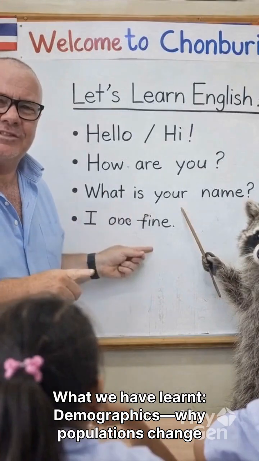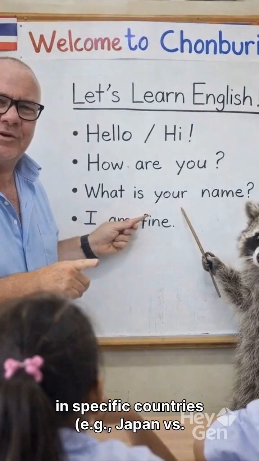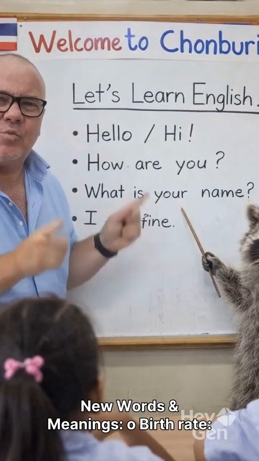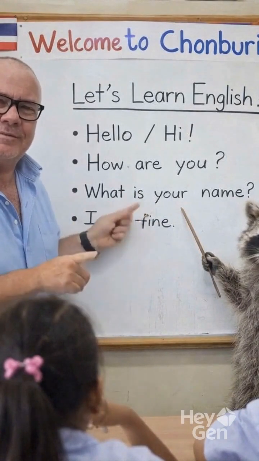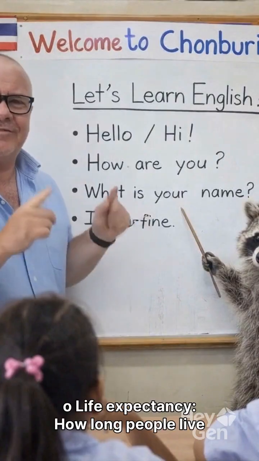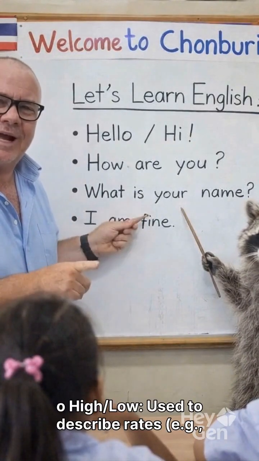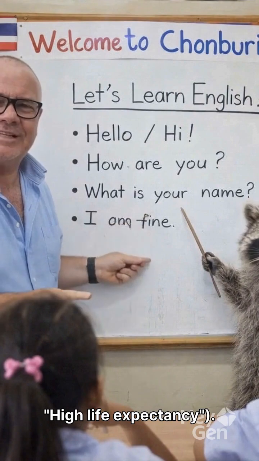What we have learnt. Demographics: why populations change in specific countries, e.g., Japan versus others. New words and meanings. Birth rate: the number of babies born. Death rate: the number of people dying. Life expectancy: how long people live on average. High-low: used to describe rates, e.g., high life expectancy.